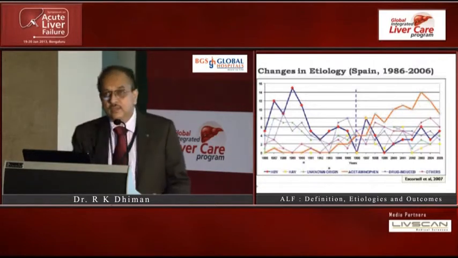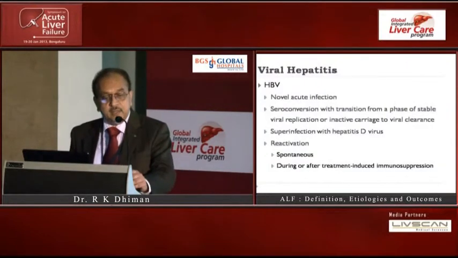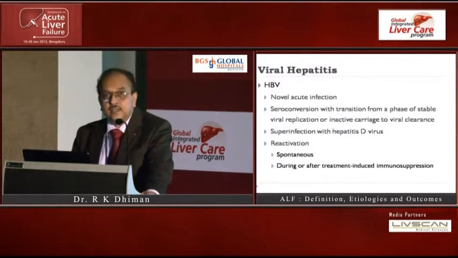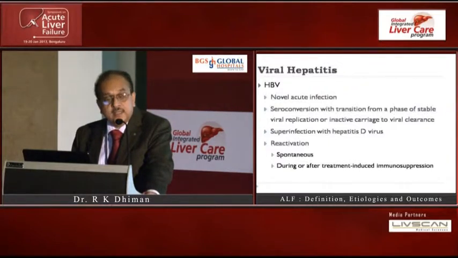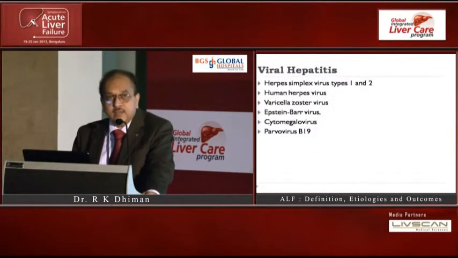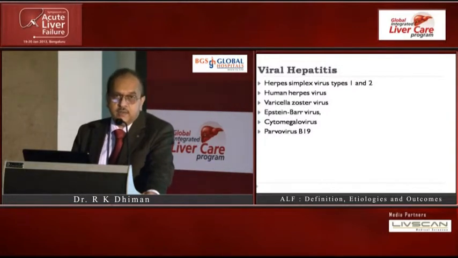The viral hepatitis incidence goes down because of corrective measures they have taken, either vaccination or improvement in hygiene standards. Coming to the particular virus, hepatitis B virus, it is not necessarily that you always have a novel infection. ALF can develop if there is a seroconversion with transition from the phase of stable viral replication or inactive carriers to viral clearance, or there is a superinfection with hepatitis D virus, or there is reactivation, whether because of immunosuppression or spontaneous. There are several other viruses also. These are very well documented case reports, and they cite that there is a cause and effect as far as ALF with these particular viruses is concerned.